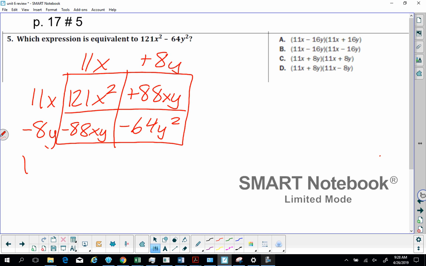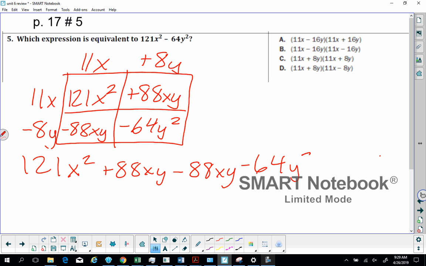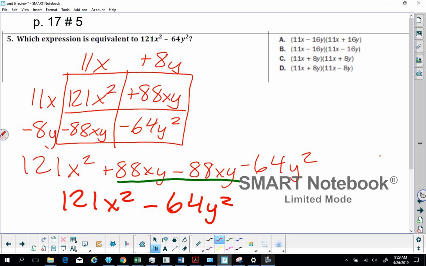You're going to add them all together, so you have 121x squared plus 88xy minus 88xy minus 64y squared. Okay, then what? Combining like terms. What are my like terms, Keandra? And when I combine those like terms, what do I get? They cancel out. You get 0. So we're left with 1 minus 64y. Very good, Tyreek.